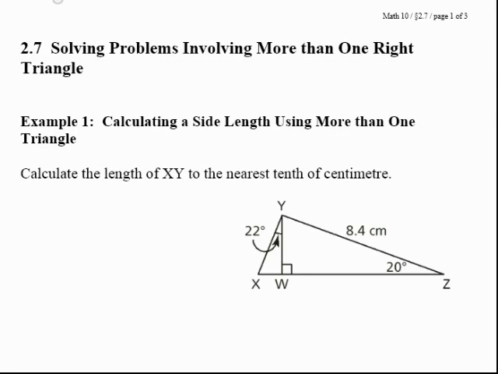Today we're looking at section 2.7, solving problems involving more than one right triangle. In our first example, we're going to calculate the side length using more than one triangle, and in this triangle we are going to calculate the length of this side. So we go to our basic formula, looking at triangle XYW, and we're going to go SOHCAHTOA.